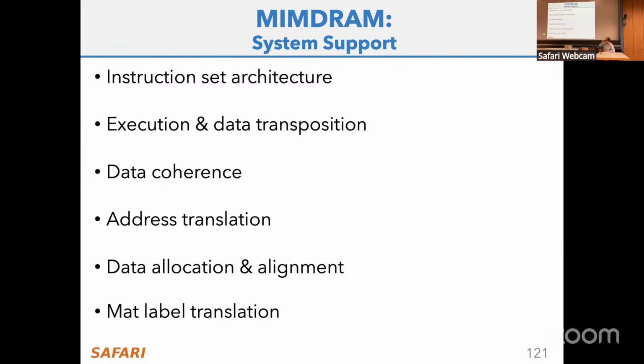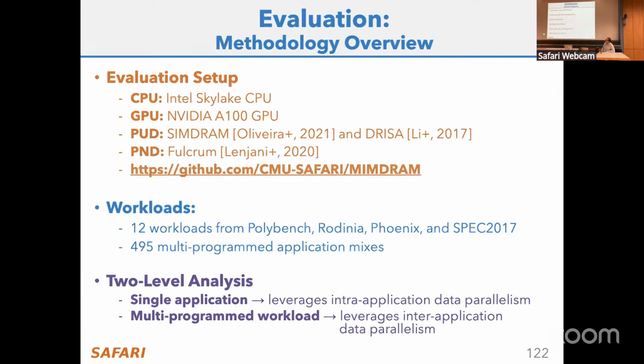Data coherence is a big problem in general in processing in memory. We're going to cover that. Address translation is always a problem. This is the hairiest problem that we have in computer systems today, in my opinion. Data allocation and alignment, etc. You can read the paper. And this paper compares to multiple works, as you can see.